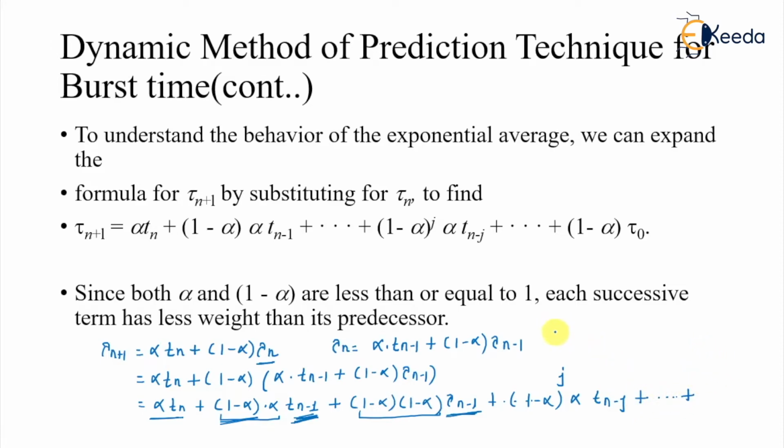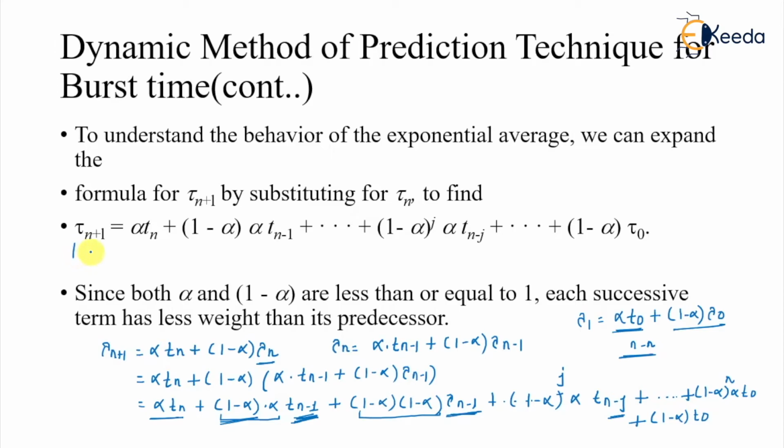Let's talk about the last term over here. The last term will look like this: tau 1 will be alpha times t of 0 plus 1 minus alpha times tau 0, that I will write here. And for t 0, n minus n, I will get t 0. So this term will become 1 minus alpha to the power n, alpha, like here j is there, n minus n, and that will become t 0, plus 1 minus alpha to the power n times tau 0.